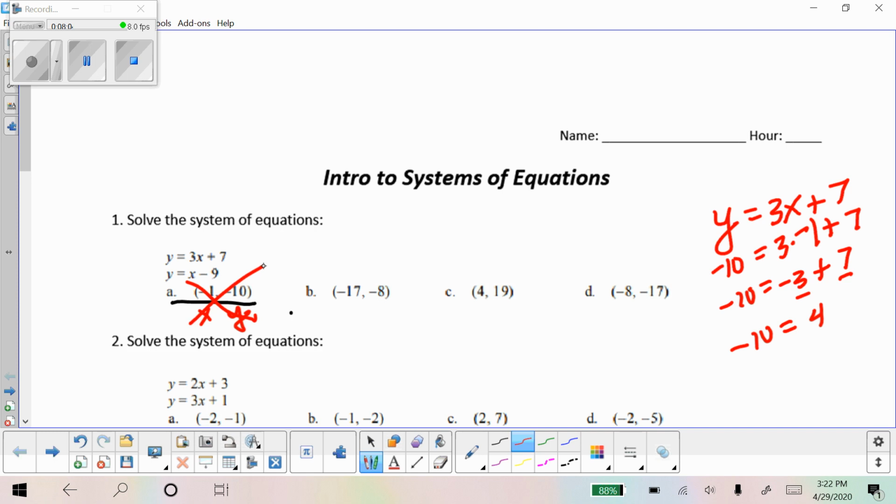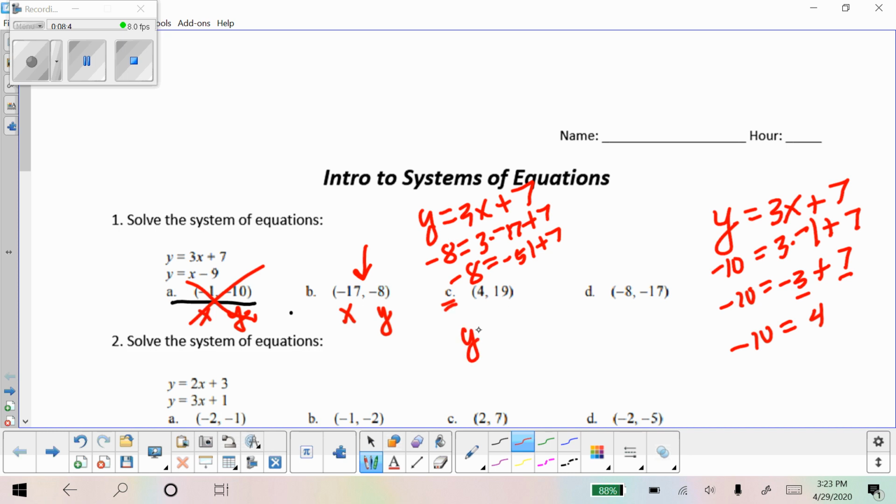We'll try B here. So in B, x is -17, y is -8. So let's try that in the first equation. Y equals, so y is -8. We're going to put that where the y is, and we're going to do 3 times -17 plus 7. And that would say -8 equals -51 plus 7. There's no way that one's working. Let's move on to C.